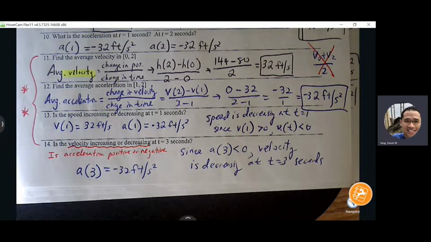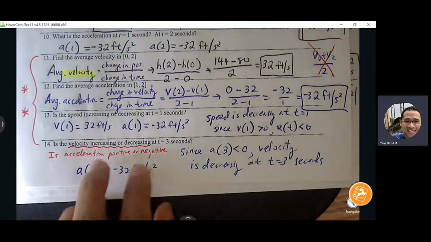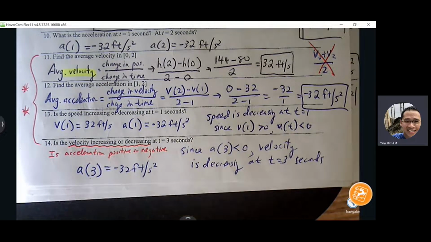is velocity increasing or decreasing? Isn't that the same thing as saying, is velocity positive or negative? But it's not, right? That increase, decrease changes everything. So this is also the way that the AP exam kind of likes to ask their questions.